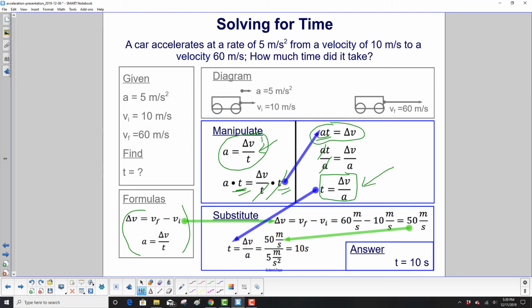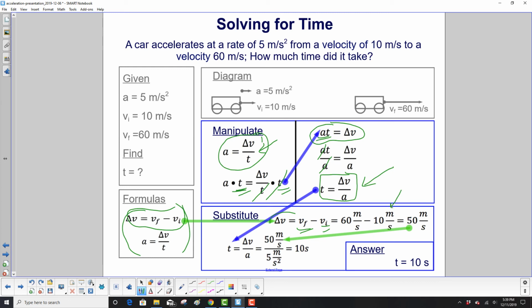Now, we're not quite done. We're kind of ready to substitute, but we need one more equation. This guy right here. What is delta V? It's VF minus VI. So VF is 60 meters per second. VI is 10. So delta V is 50.